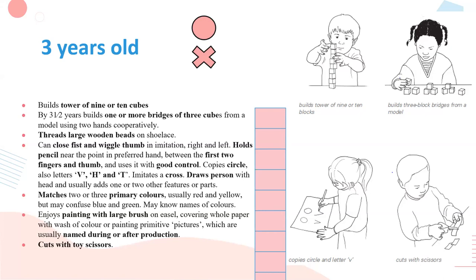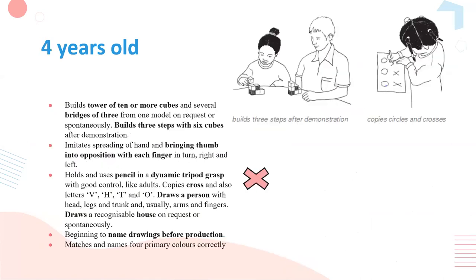And they also might be able to paint with large brush or cut with toy scissors. Okay, for 4 years old baby, they are better, in which they may be able to build a tower of 10 or more cubes and several bridges of 3 from one model. And they even can build 3 steps with 6 cubes after they are demonstrated.